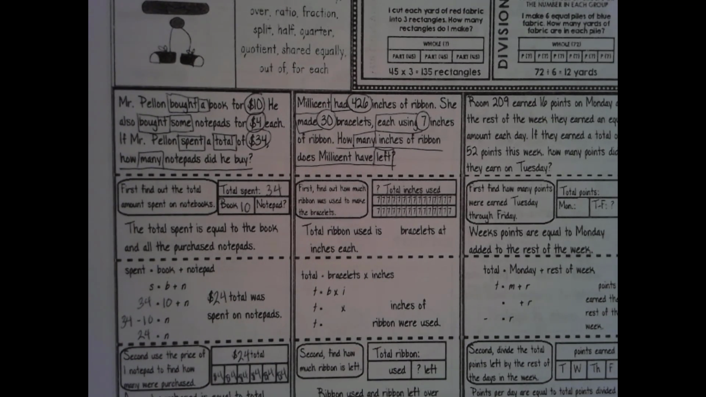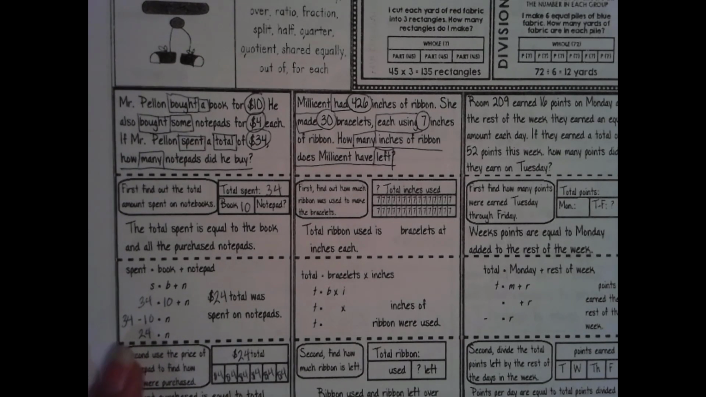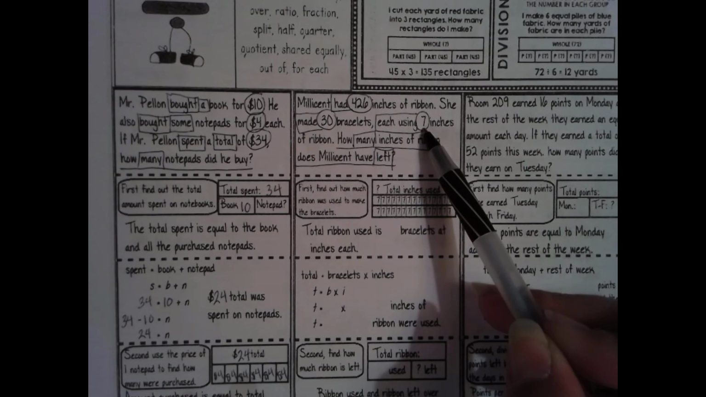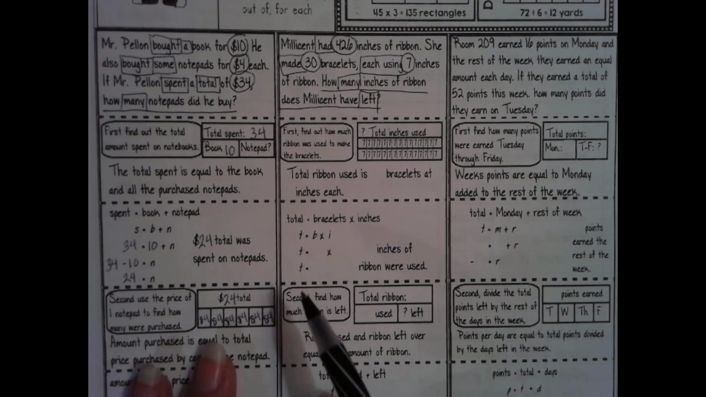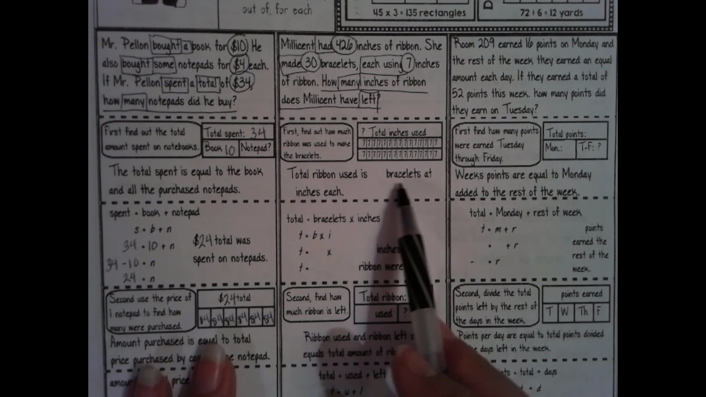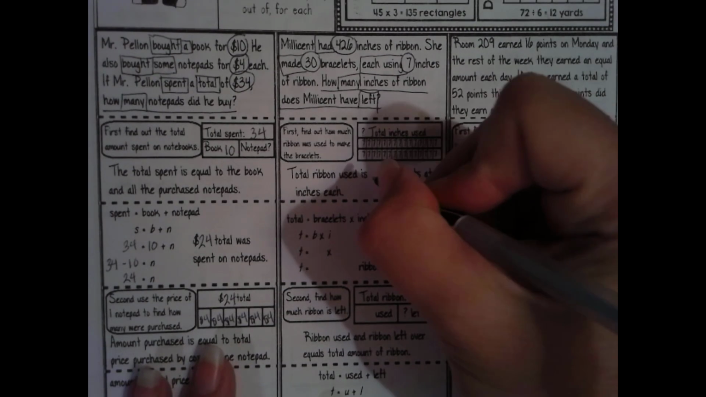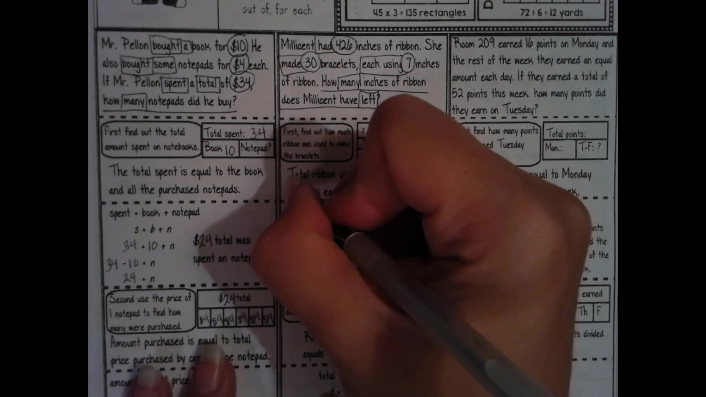So do we know the total inches used? No. We know how much she has, but we don't know how many she used. So we're going to either add or multiply. When we don't know the total, we add or multiply. Since we're joining together equal groups, we're going to multiply. So the total ribbon used is blank bracelets at so many inches each. So we have 30 bracelets at 7 inches each.